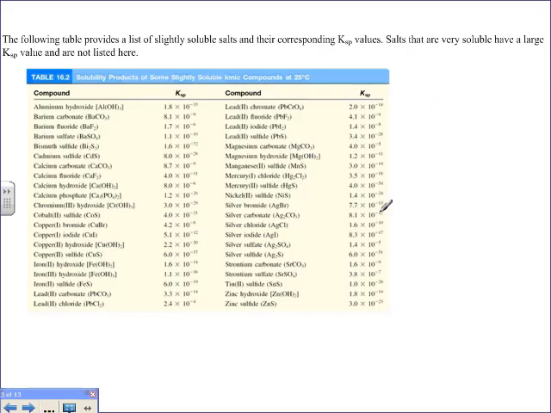Now, table 16.2 in your textbook gives you a list of the solubility products for some slightly soluble salts. What you'll notice is that the substances that are listed here are ones that the solubility rules would have led you to call insoluble in water. And if you look at the values of the Ksp, you'll notice that they're very, very small. So these are slightly soluble salts, and we're studying a very small quantity being able to dissolve in solution.